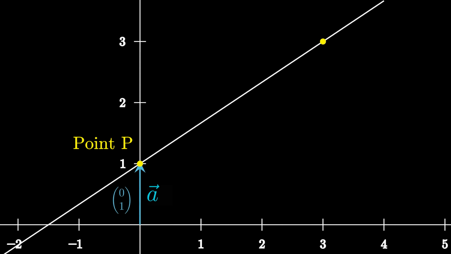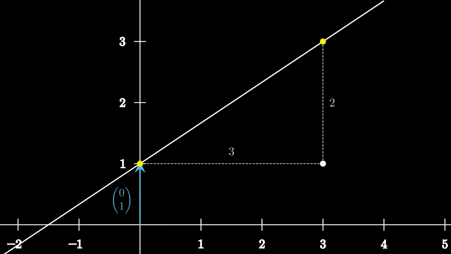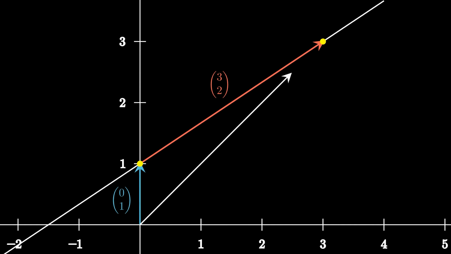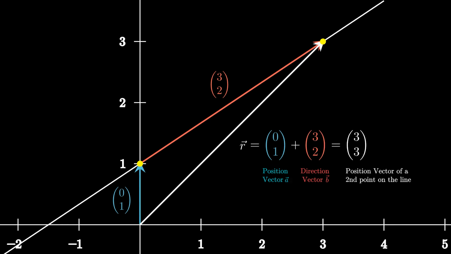Going back to the illustration of gradient, note that the rise and run match the y and x components of a vector parallel to the line, what we call the direction vector. B in the general form and (3, 2) in our case. Anchoring this at the end of our position vector, the addition gives the position vector of a second point on the line. This is great, but we probably want a bit more.